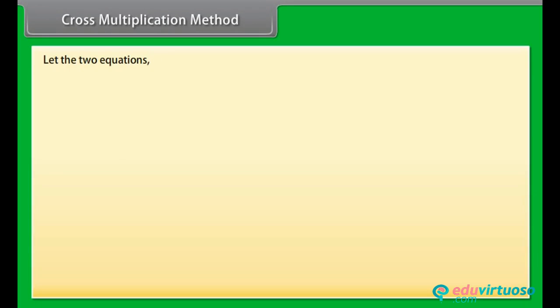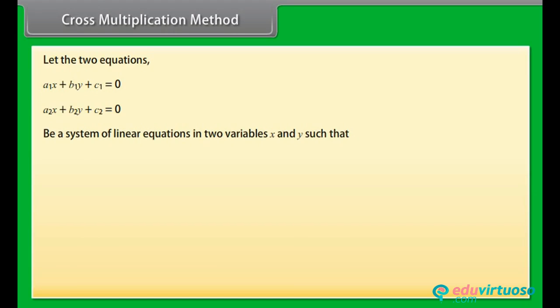Cross multiplication method. Let the two equations a1x plus b1y plus c1 is equal to 0, a2x plus b2y plus c2 is equal to 0, be a system of linear equations in two variables x and y such that a1 upon a2 is not equal to b1 upon b2. That is, a1 b2 minus a2 b1 is not equal to 0.